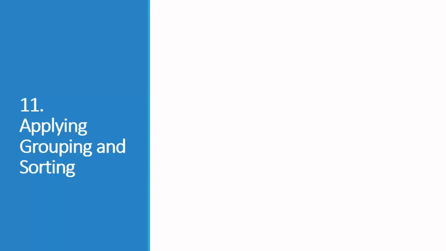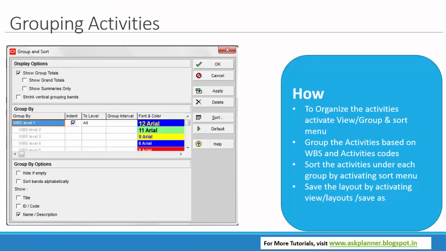Next we go on to grouping and sorting. Grouping and sorting is the function used for organizing activities by grouping one or more data items like phase, department, responsibility, discipline, dates, etc. You can further organize. By default it will be grouping by WBS level.